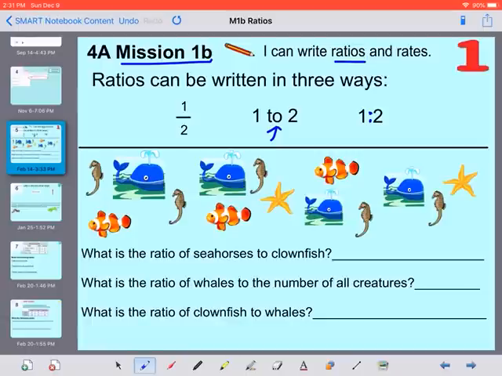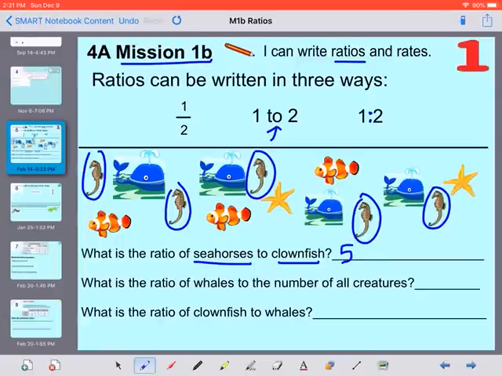So it says here, what is the ratio of seahorses to clownfish? Well, our seahorses, we have 1, 2, 3, 4, 5 seahorses. And clownfish, those are these fish right here, we have 1, 2, 3 of them. So we could write the ratio as 5/3, 5 to 3, or 5:3. We wrote that ratio in three different ways: 5 seahorses to 3 clownfish.